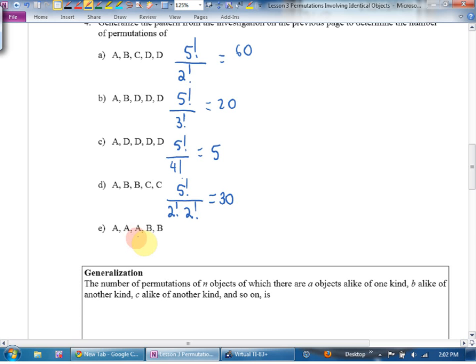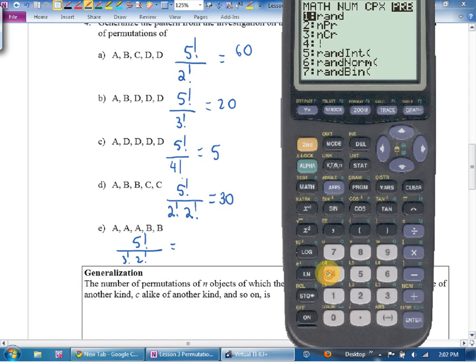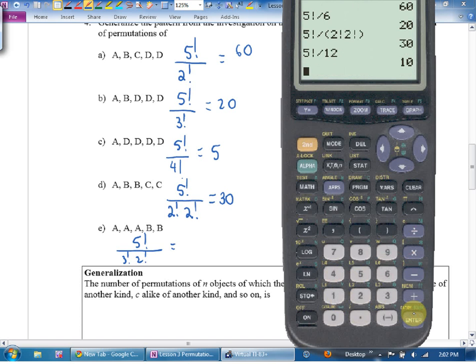What will the expression be for E? 5 factorial over... Can you see why the bottom, doing that as 12, would be much faster? It's 6 times 2, boys and girls, on the bottom. And that's what I would type on my calculator. I would go 5 math left factorial divided by 12. The reason I've only memorized 2, 3, and 4 is if they're giving you words, there's not many English words that have the same letter 5 times anyways. 2, 3, and 4 will, as a shortcut, bail you out of almost every single word in the English language.